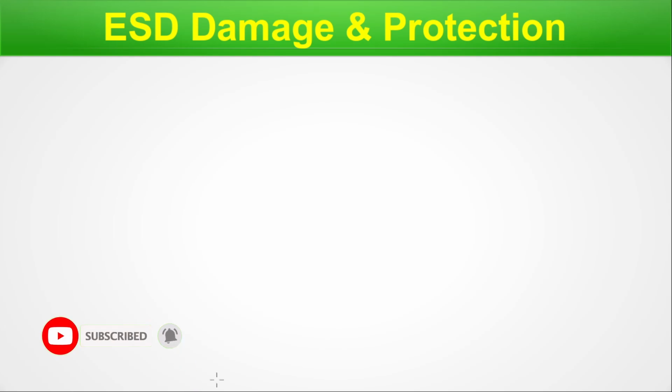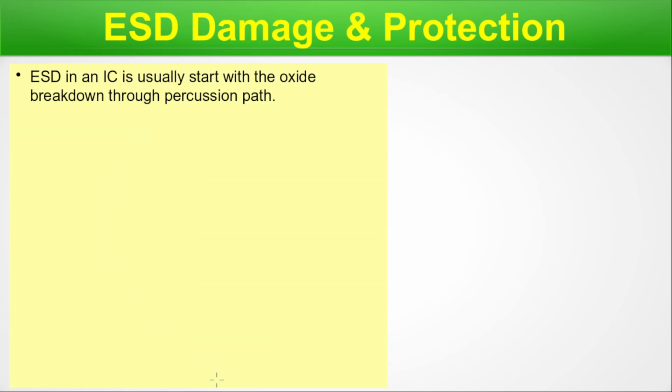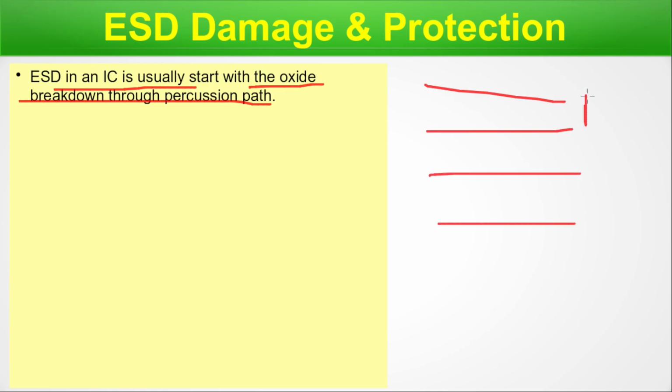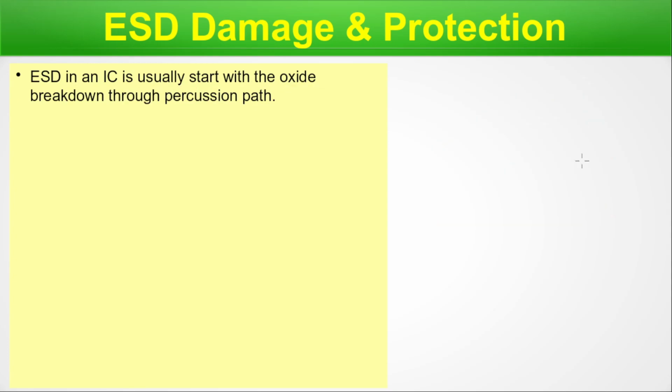ESD damage and protection. So let us talk about ESD damage and protection. ESD in an IC usually starts with oxide breakdown through a percolation path. So generally there is a MOS structure, right? Metal, oxide and semiconductor structure. So this oxide, right? The ESD enters, and it will create a zigzag path inside it through which the charge will cross, and this is damaged, and the name of this path is called the percolation path.